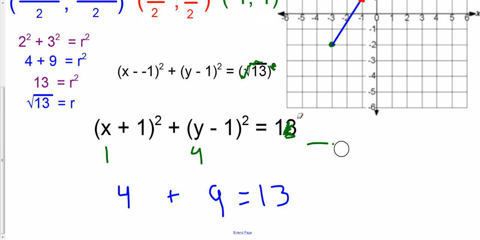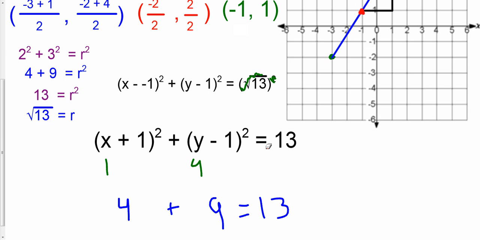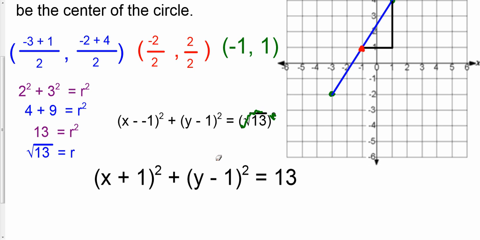Which, by the way, is exactly what we got, would be our radius squared, that 13. So in the end, you don't necessarily have to do this Pythagorean theorem part to find out what this right side of the equation would be. But yes, this black piece, the x plus 1 squared plus y minus 1 squared equals 13, that would be your final answer. That's the equation for that circle.